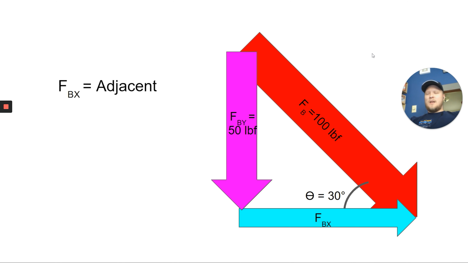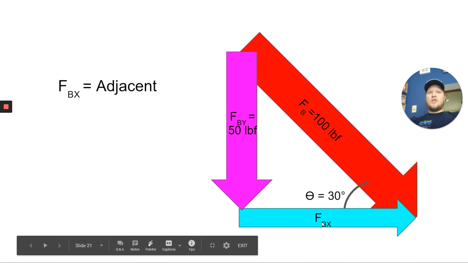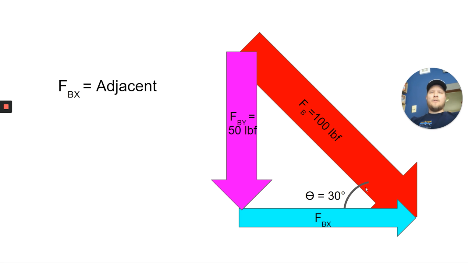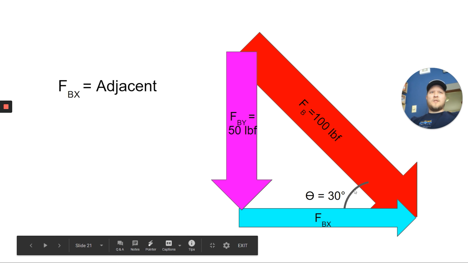Now FBX is adjacent my 30 degrees. So I have my hypotenuse, I have my angle. We just calculated this guy. We just calculated opposite. So I don't want to use him to try and minimize any mistakes that I made. I don't want any inaccuracy if possible. So I'm going to just go off what was given to me, which was hypotenuse and angle. And I know FBX is adjacent. So adjacent, hypotenuse, angle, that's cosine.